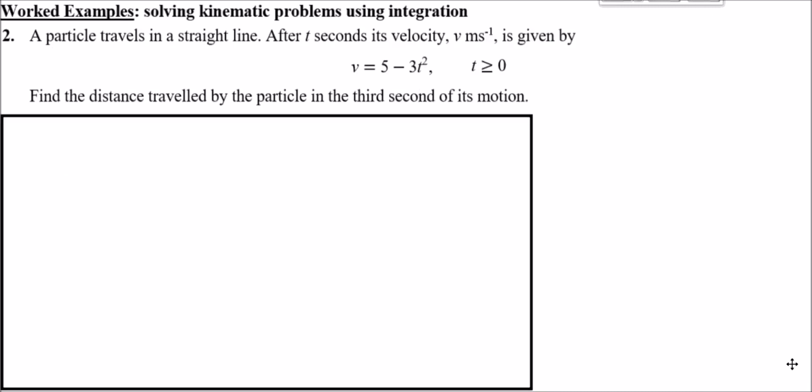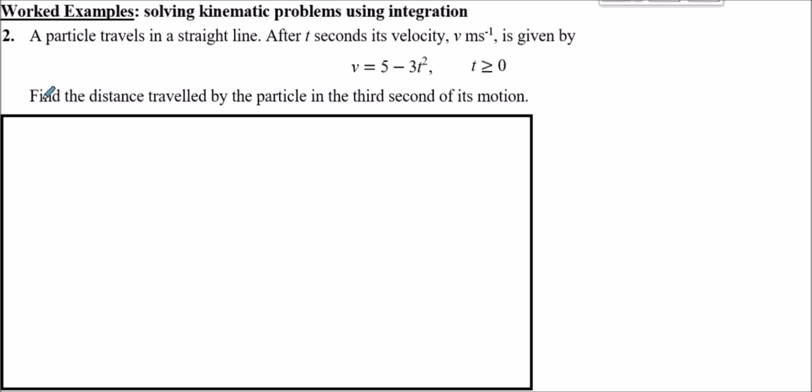Let's have a look at another worked example. And so this time we've got a particle travelling once again in a straight line. After time t seconds, we've got this expression for its velocity. So we need to find the distance travelled by the particle in the 3rd second of its motion. Again, big point here, we're asked for the distance travelled, we're not asked for the displacement, so let's take some care. So we can start by finding the displacement, because displacement relates to the velocity. Once we get the displacement, we're going to need to interpret this in the right way to work out and deduce what the distance is. Not necessarily the same thing as the displacement, sometimes is, sometimes isn't.